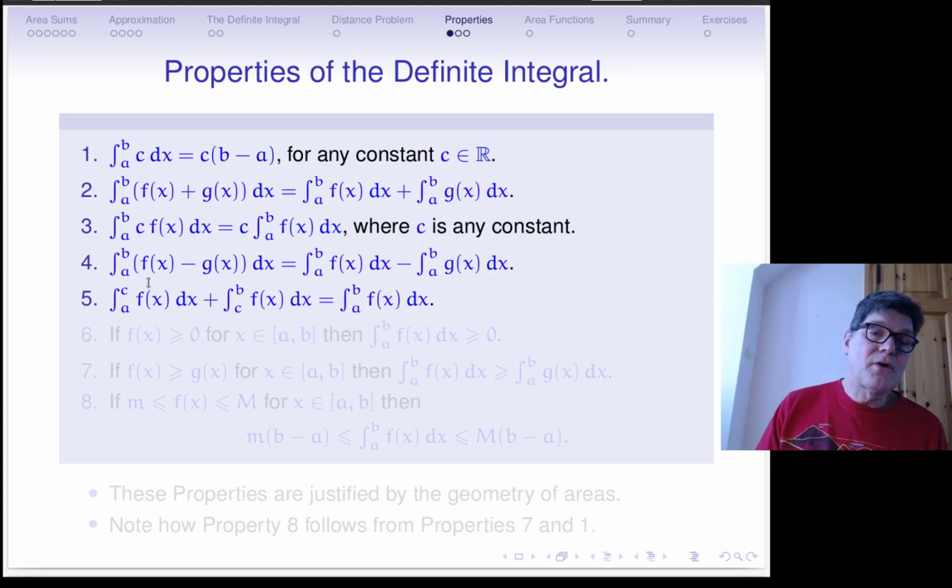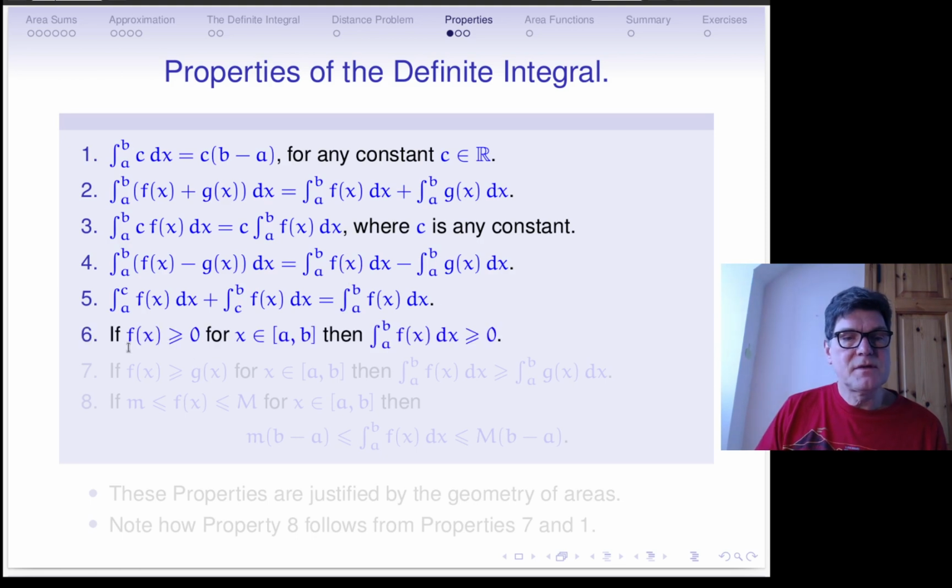Number 5 is a sum of a different kind. Here we talk about an intermediate value c in the interval from a to b, and following this idea of slicing up an area into vertical strips, the integral from a to the intermediate point c of f of x dx plus the integral then onwards from c to the end point b of f of x dx is the same as the integral all the way from a to b of f of x dx.